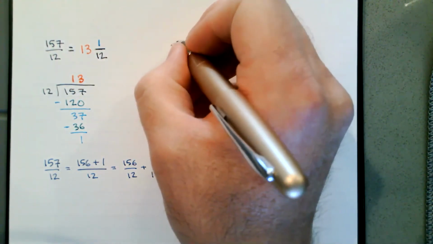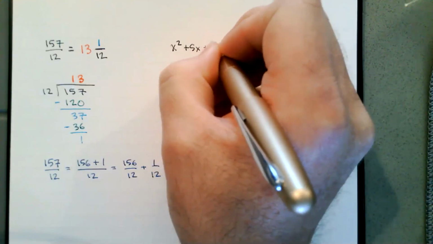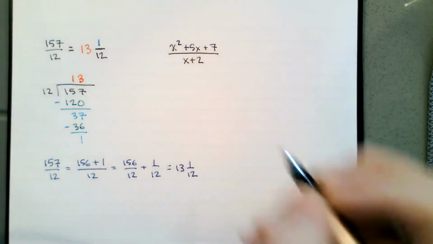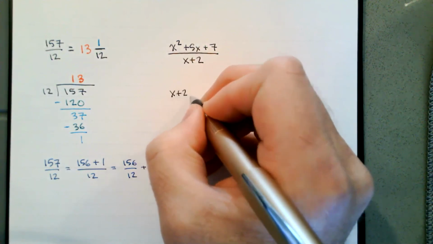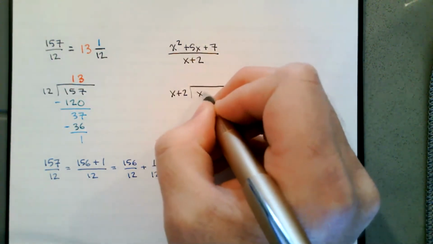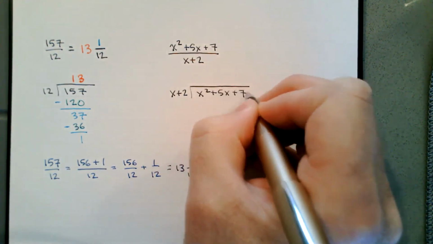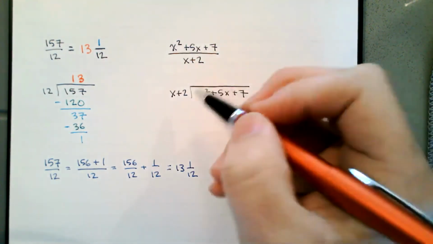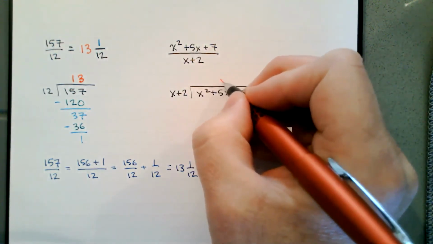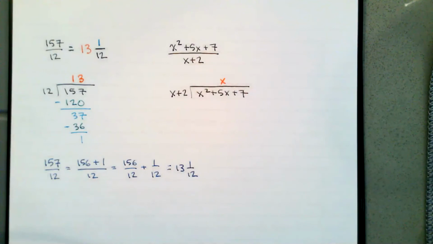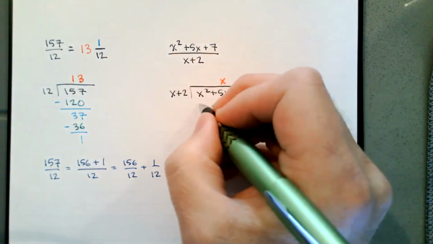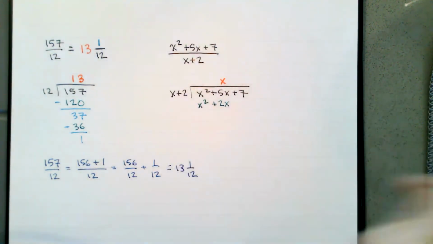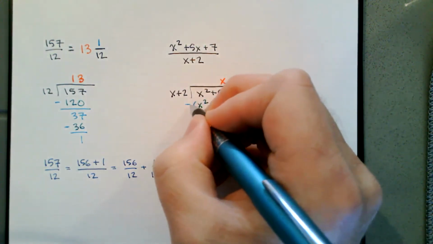What if I have x squared plus 5x plus 7 over x plus 2? And then I do the same thing that we did before. The modification to do long division with polynomials instead is that we have to make like terms. I want to subtract x from x squared. I can do that x times. So I'll subtract x copies of x plus 2. X times x is x squared. X times 2 is 2x. And that's it. Then I'm going to subtract x squared plus 2x from this whole polynomial.